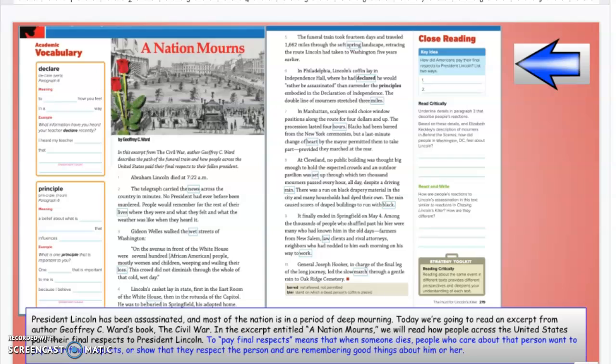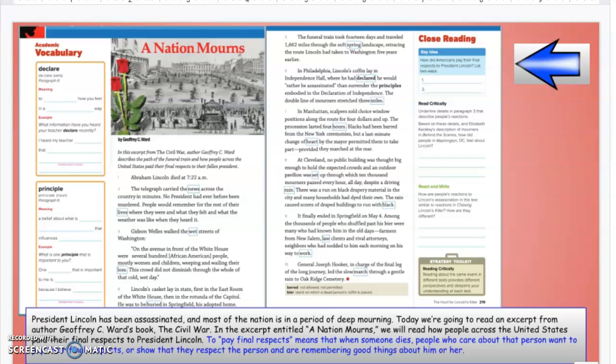All right, now we are going to read an excerpt. Remember, an excerpt is just part from a story or a book. And it's an excerpt from author Jeffrey C. Ward's book, The Civil War. In A Nation Mourns, we will read how Americans paid their final respects to President Lincoln. Okay. Now remember, President Lincoln has been assassinated, and most of the nation is in a period of deep mourning.